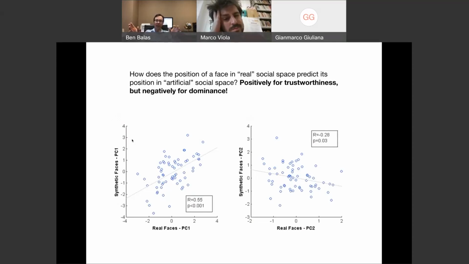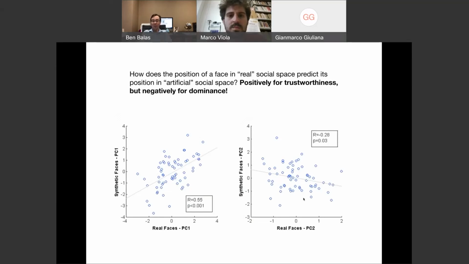Okay, so it's a way of sort of saying how the relationships for all of these dimensions at once are related or not between the real versions and the artificial versions of the face. So we can look at our first dimension, which turns out to be trustworthiness, and our second dimension, which turns out to be dominance. And what we see is that there is a positive correlation between the position of real faces and artificial faces along the trustworthiness axis here on the left. But of interest is that there is a negative correlation between real and artificial faces for dominance.